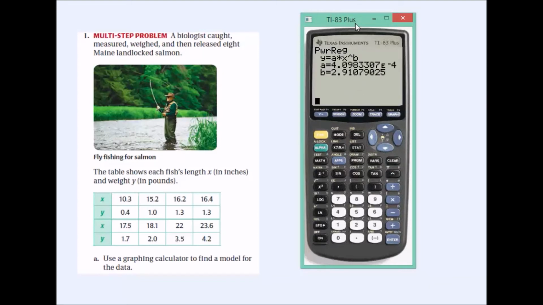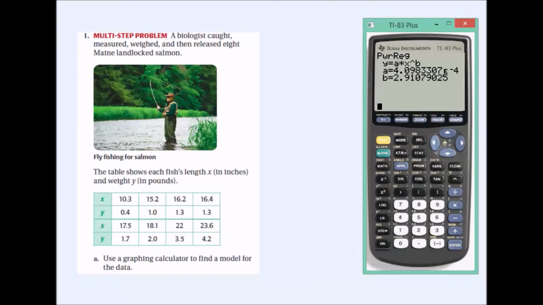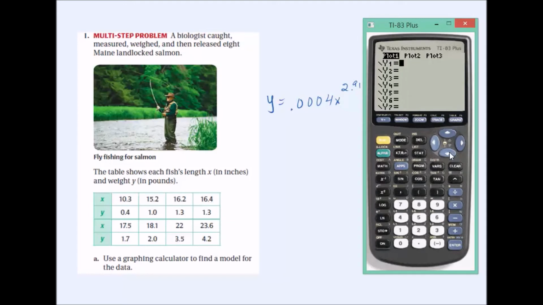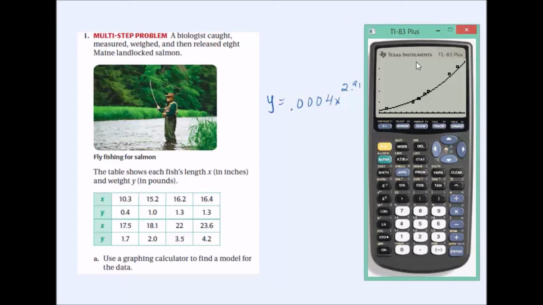And we're going to write this down. So it's y equals, and this times 10 to the negative 4 is very important. So 4.09 times 10 to the negative 4, that's 0.0004 x to the 2.91 power. So I took the value for a and put it where a goes, took the value for b, put it where b goes. Now I'm going to try to enter that and see if it fits the data. Okay, it looks like it fits sorta, but we can probably do a little bit better than that. We'll just remember that power model might be our best bet.